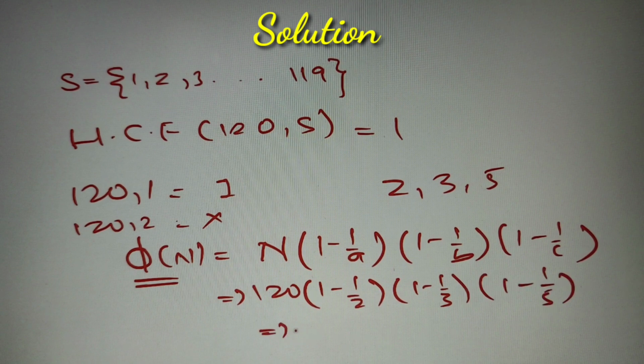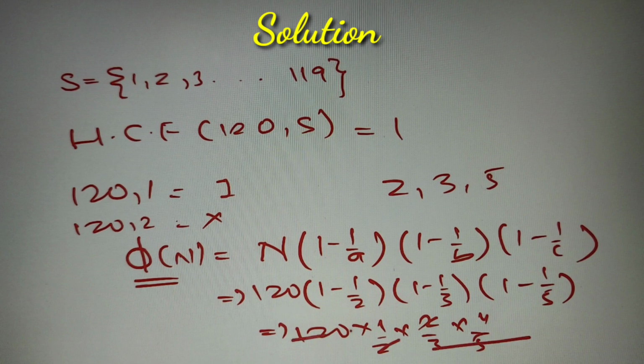Now if we simplify it, we'll get 120 into 1 by 2 into 2 by 3 into 4 by 5. Now 2 and 2 will get cancelled. 3 into 5 is equal to 15, and 120 by 15 is equal to 8, and 8 into 4 is simply equal to 32. So the number of numbers which are co-prime to 120 and which are less than it, basically having an HCF of 1 with 120, are equal to 32, and according to our given options, it is option number D. So our final answer is option number D, 32.